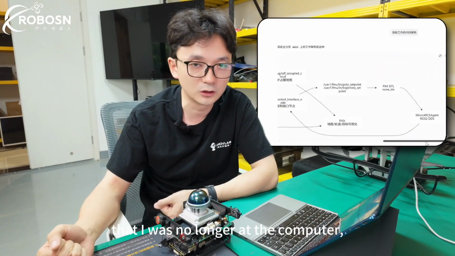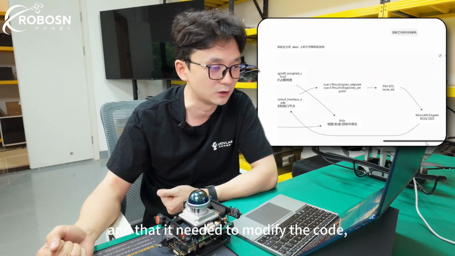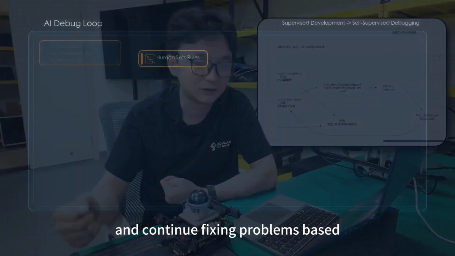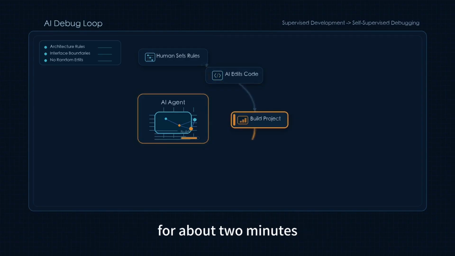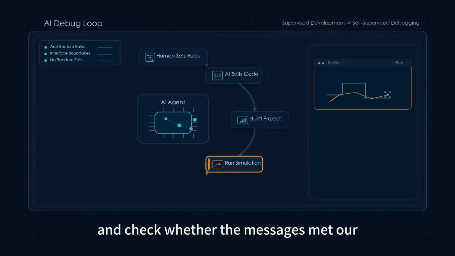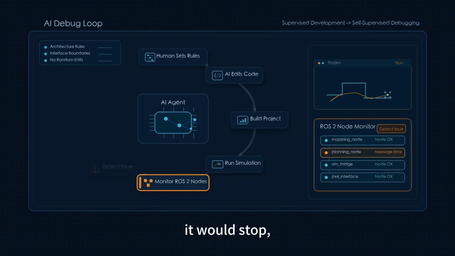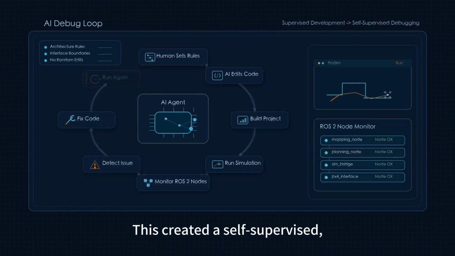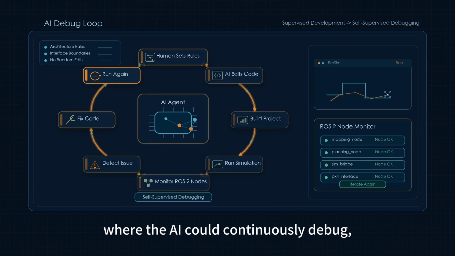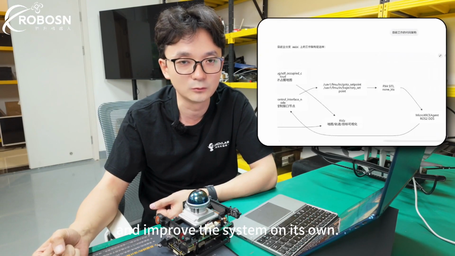I told it that I was no longer at the computer and that it needed to modify the code, run the program by itself, observe the results, and continue fixing problems based on the feedback. It would monitor each ROS node for about 2 minutes and check whether the messages met our requirements. If not, it would stop, modify the code, and run the test again. This created a self-supervised, self-running workflow where the AI could continuously debug, verify, and improve the system on its own.